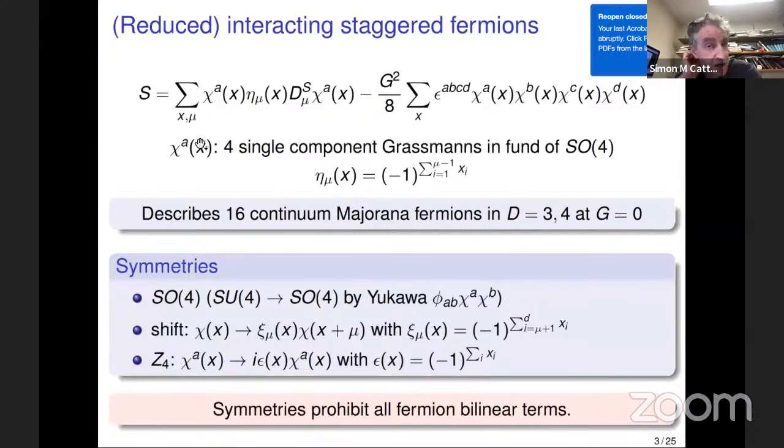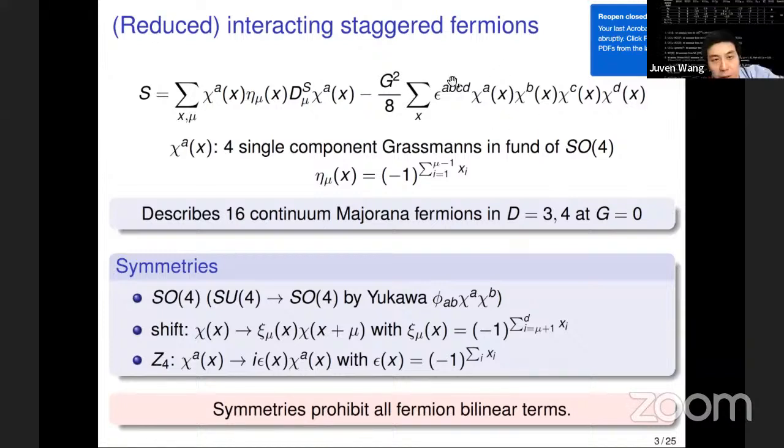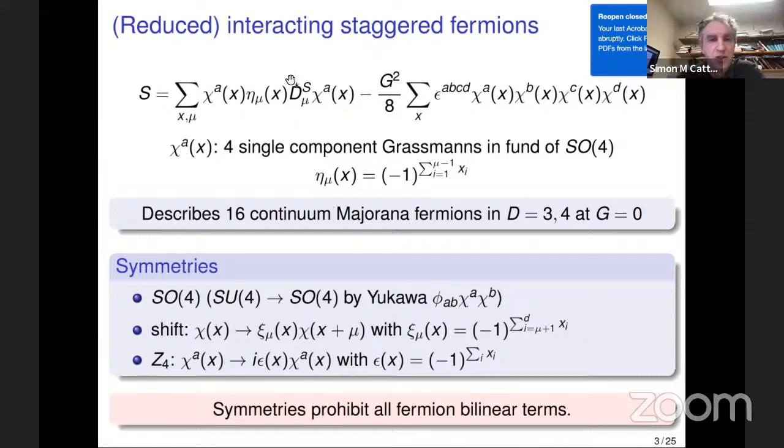All right, so let me first of all start off by telling you what staggered fermions are and what this particular puzzle was that we bumped into in about 2015. So staggered fermions are single component fermions. For the model we were interested in, you have four of these. So these chis, single component Grassmanns, carry a single index, which allows them to transform in the fundamental representation of an SO(4) group. Okay, so if I forget about the four fermion term here, do you see my cursor? Okay. Yes. Okay, so if I just look at the hopping term, the kinetic term here, which couples chi through a symmetric difference operator to chi, this is the standard staggered fermion action.